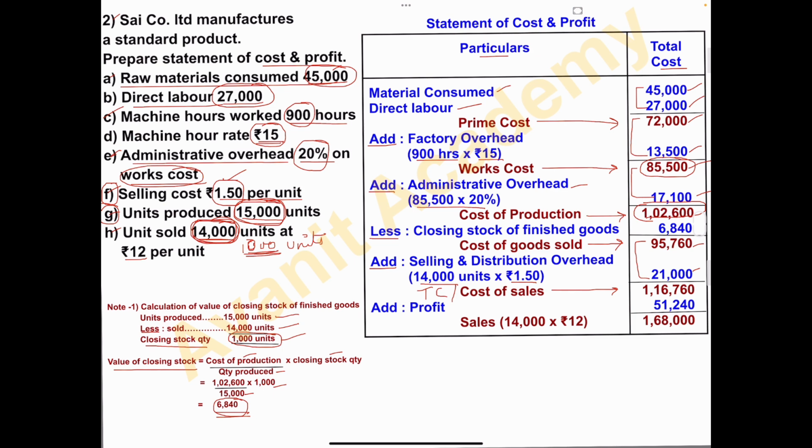Next we have to add profit and sales. In this problem they have given information related to sales and not profit. Profit we have to find out. Sales: see the last point H. Units sold is 14,000 units at rupees 12 per unit. So how many units have they sold? 14,000. And the rate per unit is rupees 12.